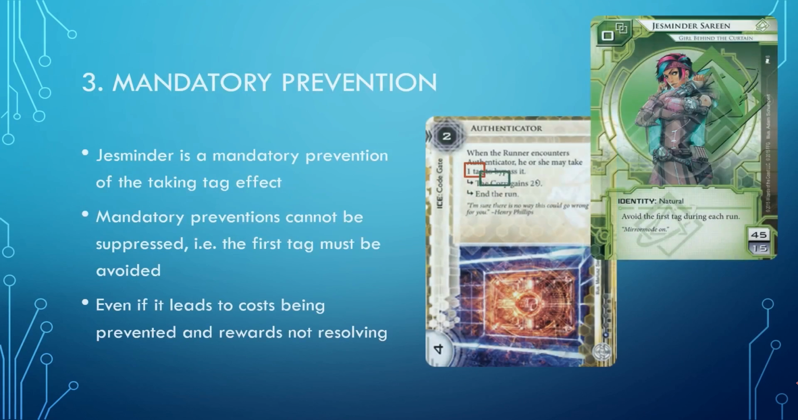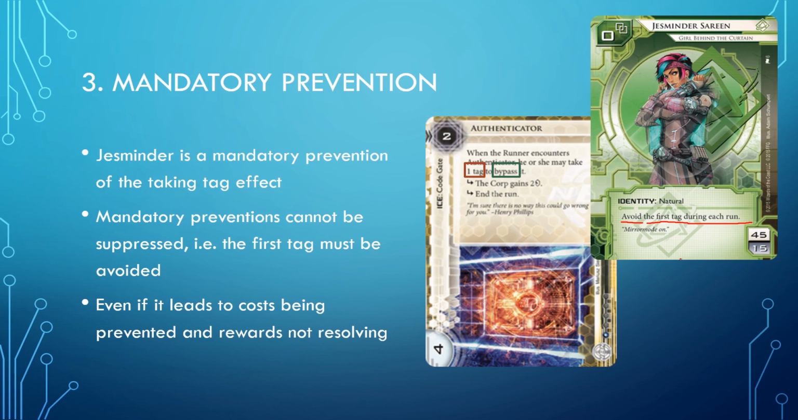The third interesting implication is that mandatory prevention cards cannot be suppressed. This is again best illustrated with an example. Jasminder is an example of a mandatory prevention card. The wording says avoid, you can think of this as prevent, the first tag during each run. This does not say "you may," so therefore it is mandatory.